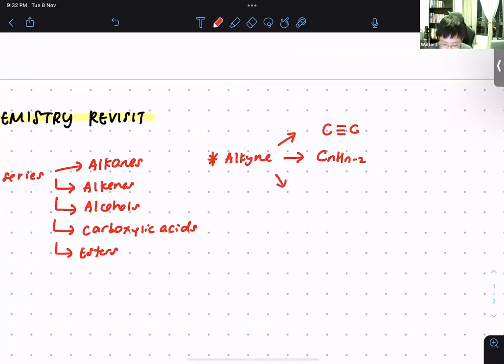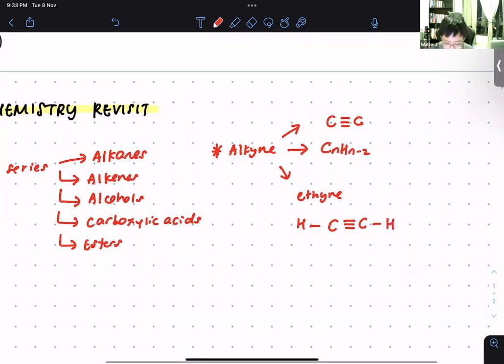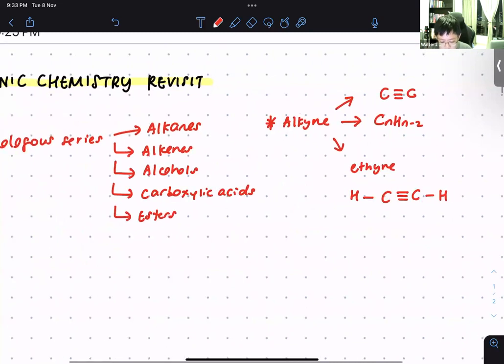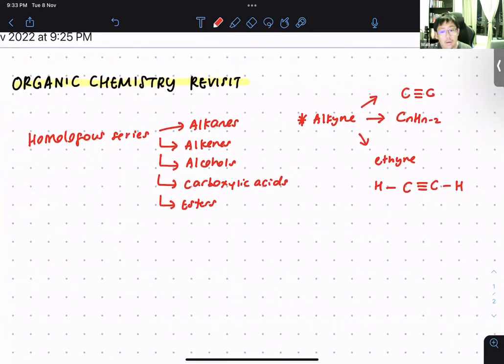The first member, of course, will be ethyne, for example. For ethyne itself, you will see there's a triple bond and then 1 hydrogen on each side. So that's pretty much it. We'll focus more towards the alkanes, alkenes, alcohols, carboxylic acids and esters.